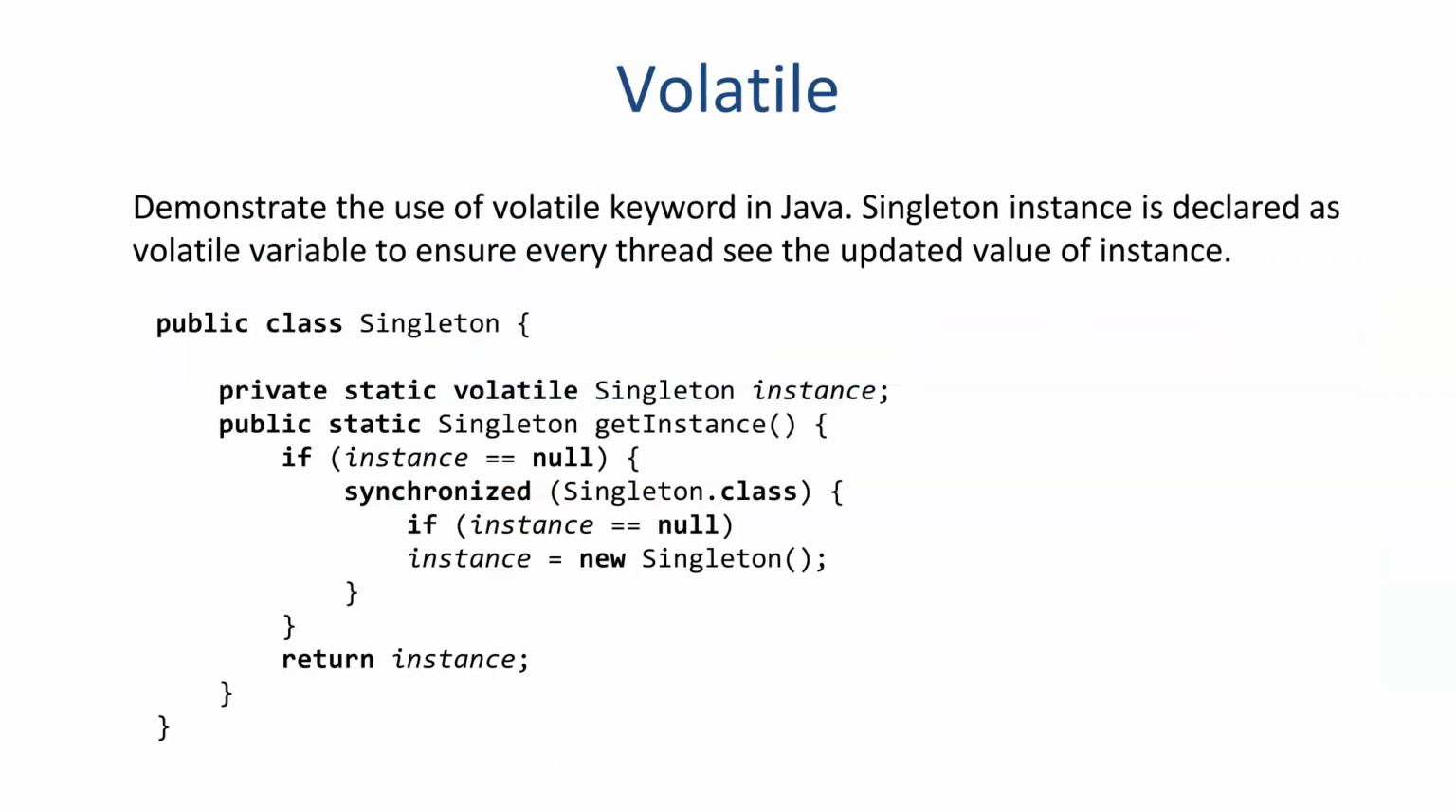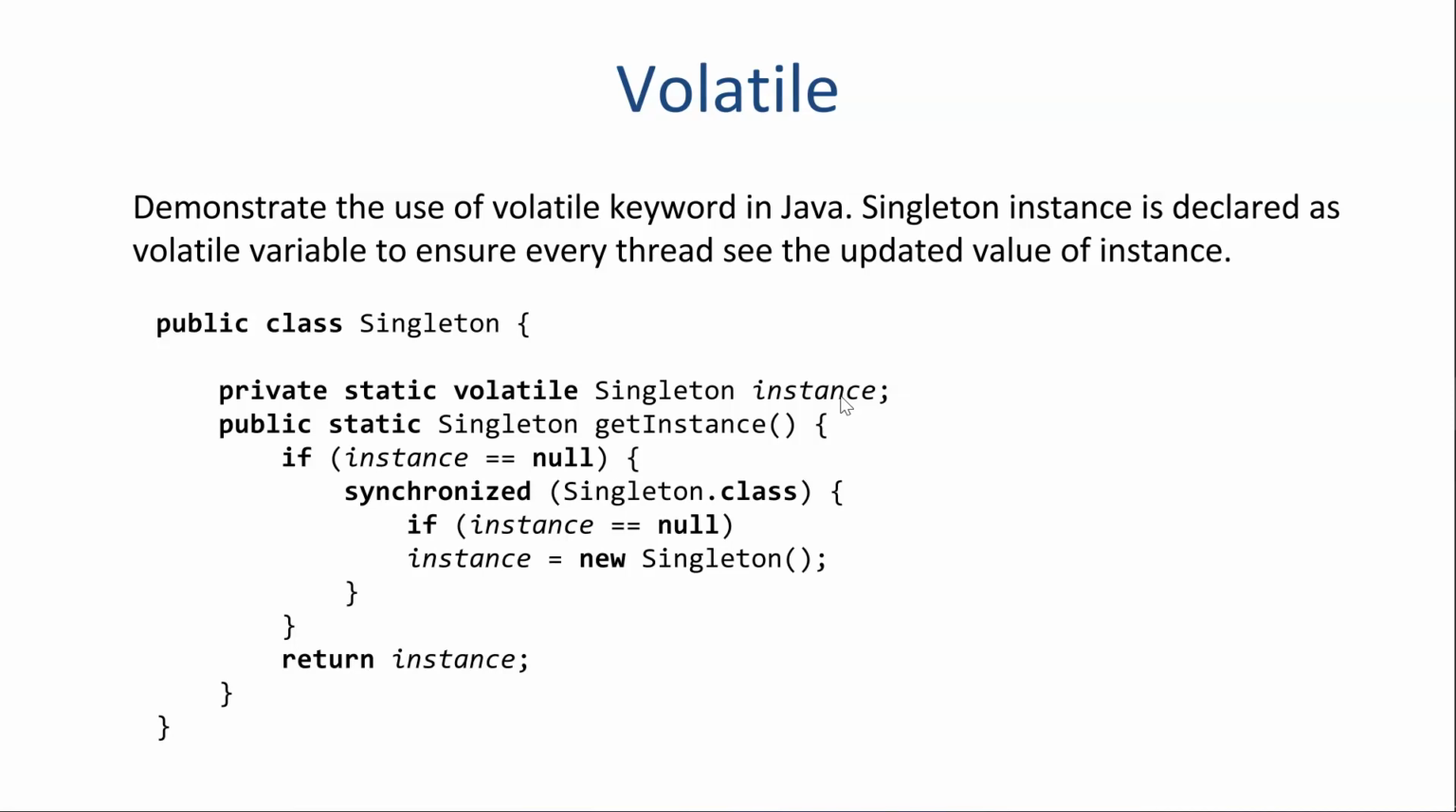Now in this example, I will demonstrate the use of the volatile keyword in Java. I have created a singleton class, and with a singleton class, as you know, only one instance of this class can exist at any given time. In this case, defining the singleton instance as volatile ensures that every thread sees the updated value of instance. So here you have a variable: private static volatile Singleton instance.